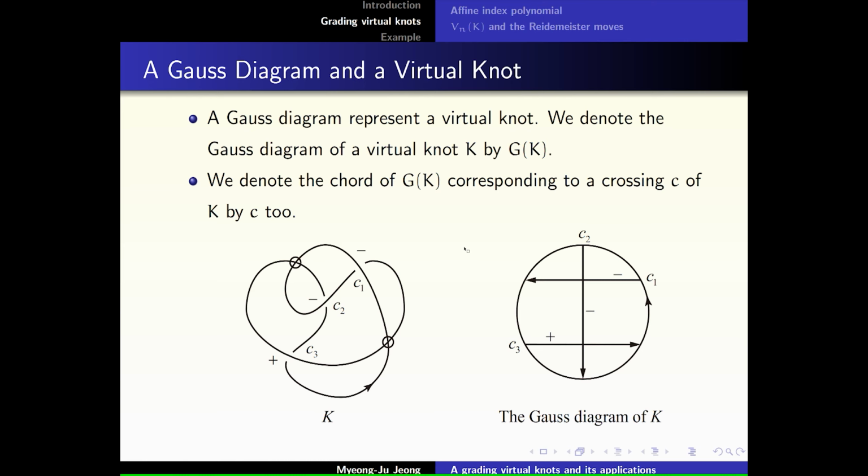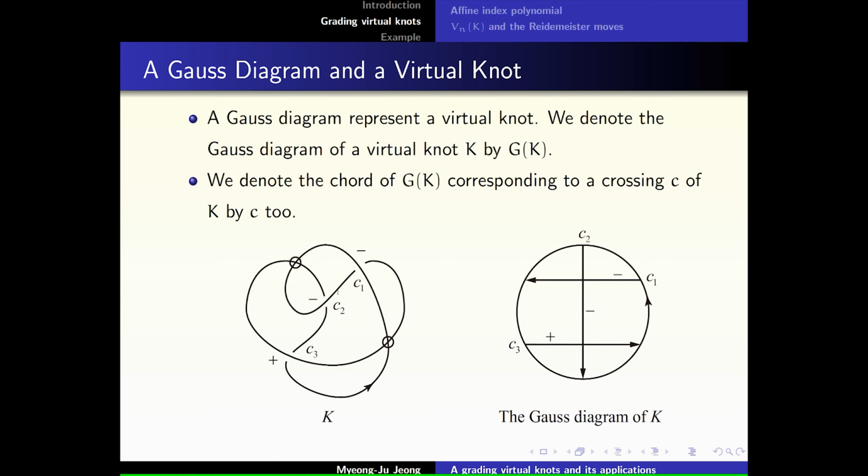To define the degree of crossing, we will use a Gauss diagram. So now let's see what a Gauss diagram is. A virtual knot can be represented as a Gauss diagram and vice versa. If we have a virtual knot like this one, then we can see there are 3 classical crossings and 2 virtual crossings.